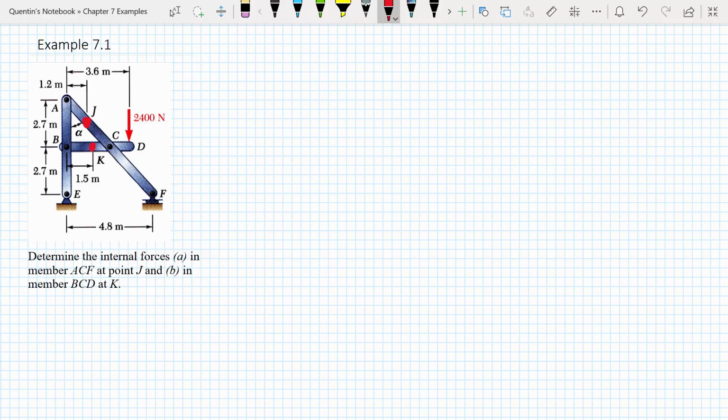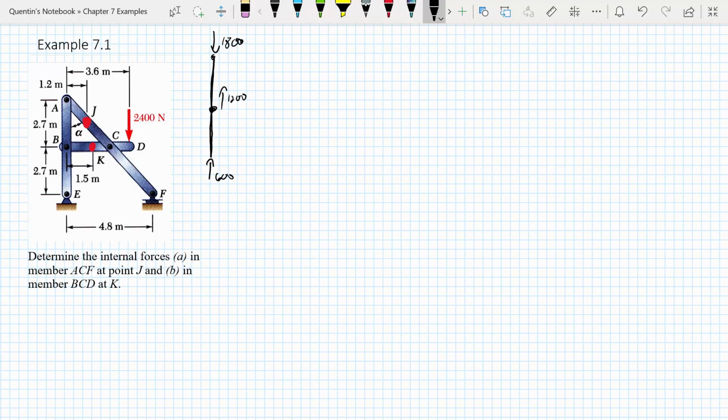So I'm just going to jump straight to the final answers. We're going to come in here and we have this member right here. This is member EBA, and here we have a force of 600, a force here at B of 1200, and a force here at A of 1800.